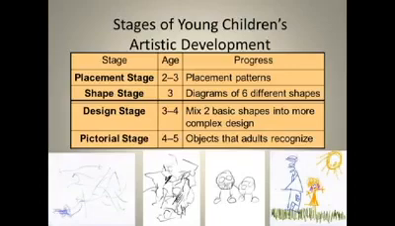Lastly, the pictorial stage. The pictorial stage is the term used by Kellogg to describe the drawing of 4 to 5-year-olds that consists of objects that adults can recognize.